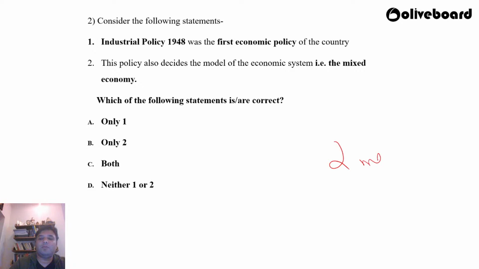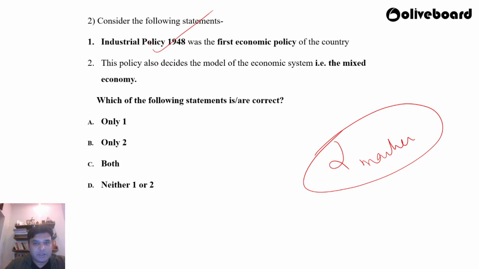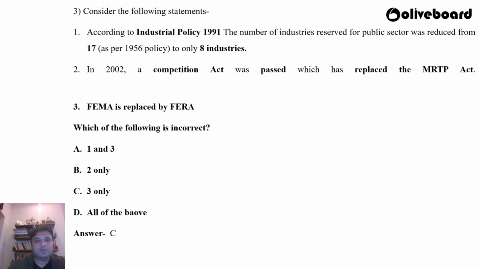It could be asked as a 2 marker in phase 2. The Industrial Policy 1948 was indeed the first economic policy of the country. And it was this policy which decided that we are going to adopt a mixed economic model. Okay. So moving on to question number 3.